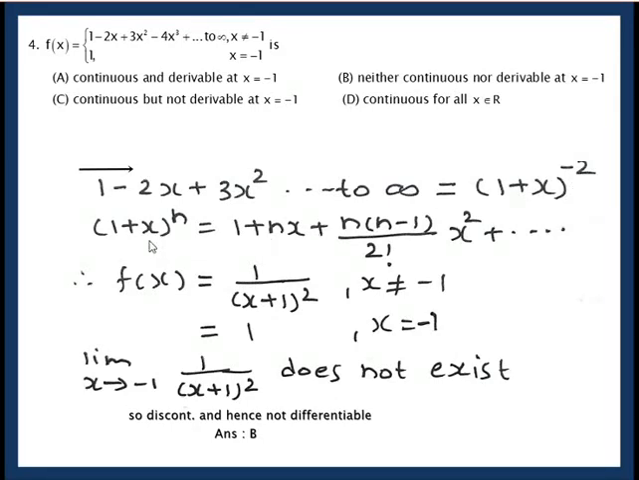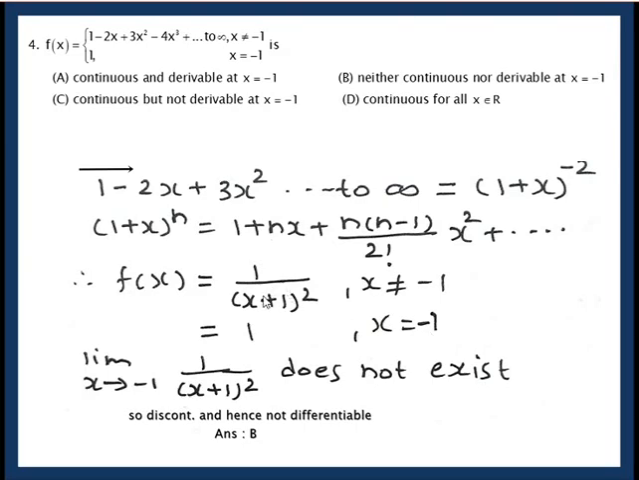Why? We have seen binomial theorem for any real index. It is 1 plus x raised to n is 1 plus nx plus n into n minus 1 by 2 factorial x square plus n into n minus 1 into n minus 2 upon 3 factorial x cube and so on. So if you put n equal to minus 2, you will get this only. So I can say that f of x is what? 1 upon x plus 1 square for x not equal to minus 1 and is given to be 1 for x equal to minus 1.